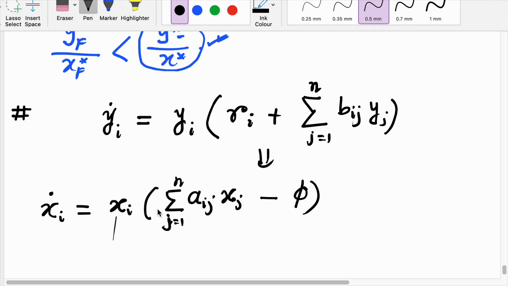replicator dynamics. Now what is the connection between these two? So there is no connection, I mean, physically there is no connection, but mathematically there is a clear connection.